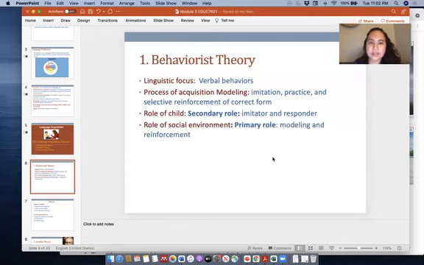So in behaviorist theory, the focus of language is verbal behaviors. And under this theory, the claim is that a child will imitate and practice a specific form of language introduced to him or her. And the role of the environment is to model and reinforce. So there's a lot of repetition, modeling from a person, or it could be from an audio recording machine, and then the child would be imitating and responding to the form until they get it right. And even if they get it right, they might want to just keep practicing.